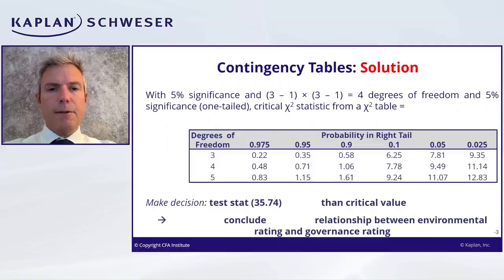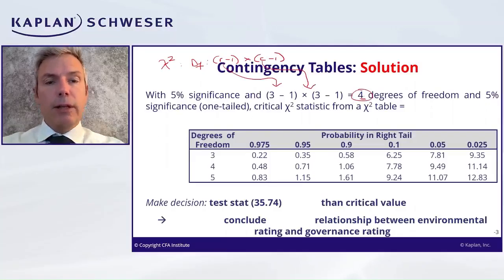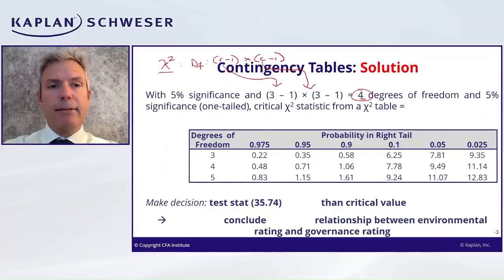So that 35.74 we've just calculated is a chi-square statistic, and the degrees of freedom are, you'll remember, number of rows minus 1 times number of columns minus 1. So number of rows is 3, number of columns is 3. That gives us degrees of freedom of 4, like we said earlier. Okay, so now to get your critical chi-squared, we've calculated our test statistic, 35.74.